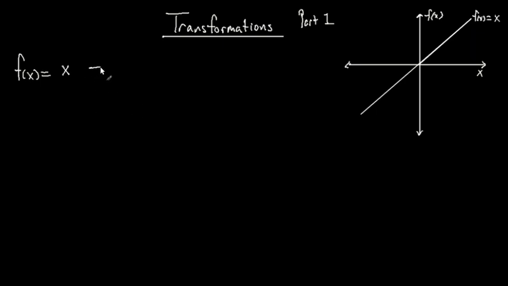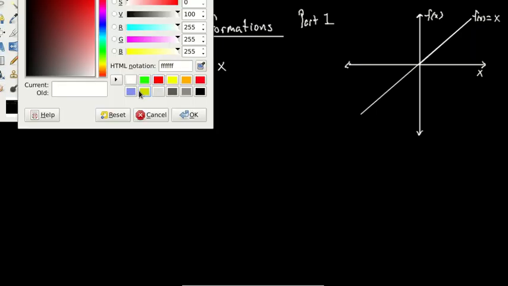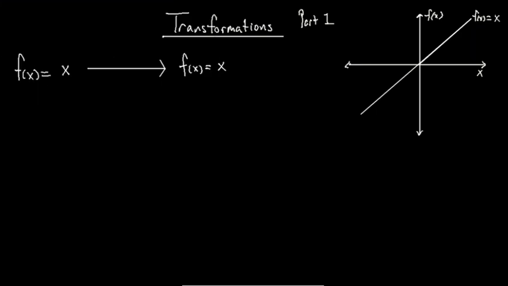So if we took the base function f of x equals x, and let's say that we added 2. Let me get a different color. I'm going to do blue here. And plus 2. What does that do to the original function?